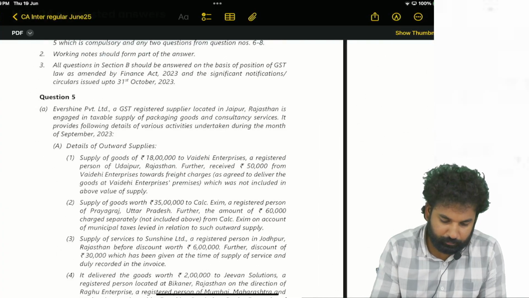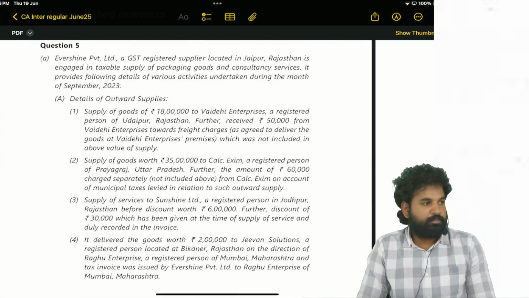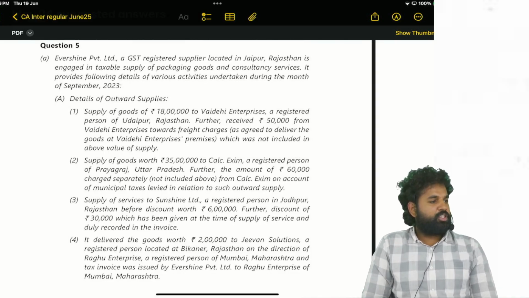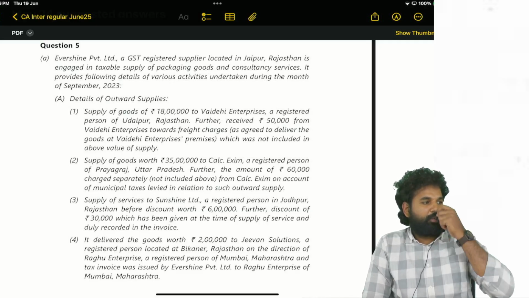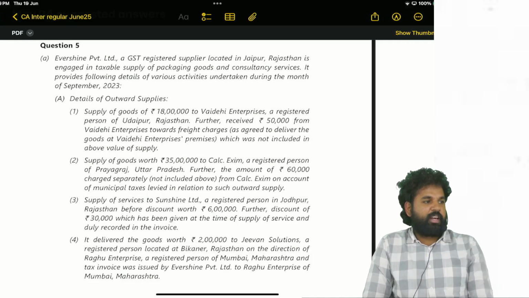See here, Evershine Private Limited, a GST registered person, registered supplier, located in Jaipur, Rajasthan, is engaged in taxable supply of packing goods and consultancy services. It provides the following details of various activities undertaken during the month of September 23. Okay. Details of outward supplies.